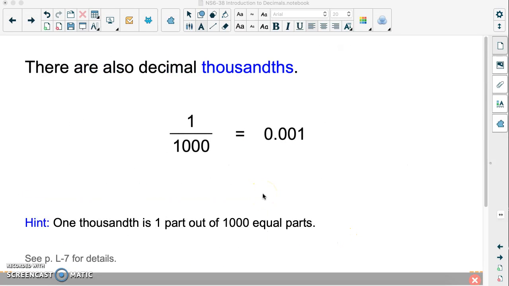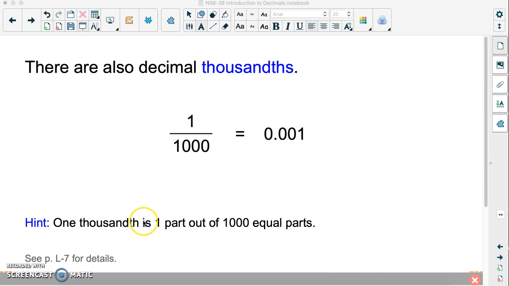So we've now talked about decimals as tenths and hundredths, but there are also decimal thousandths. So we can represent it as 1 over 1,000 as a fraction, or we can write it as 0.001. So we have the tenths place value, hundredths place value, and now we have the thousandths place value, which is the third decimal place from the right.